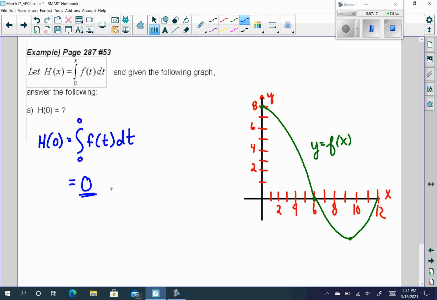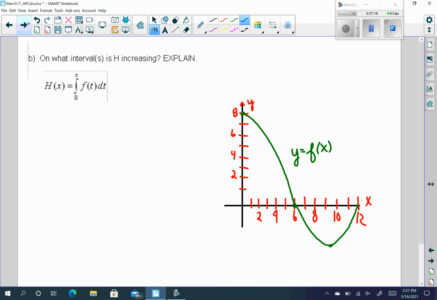Let's take a look at B. On what interval or intervals is h increasing? Explain. So we're going to write out, we know a function is increasing when its derivative is positive, right? So now we need to figure this out.